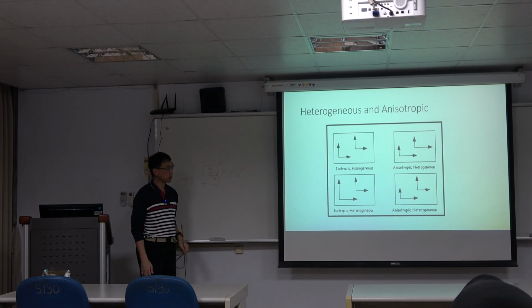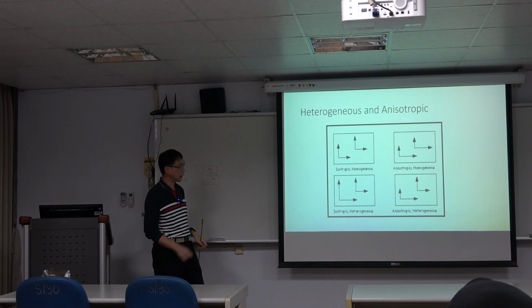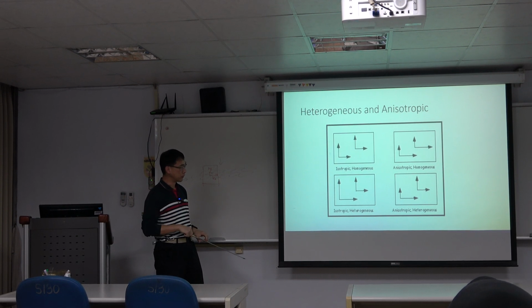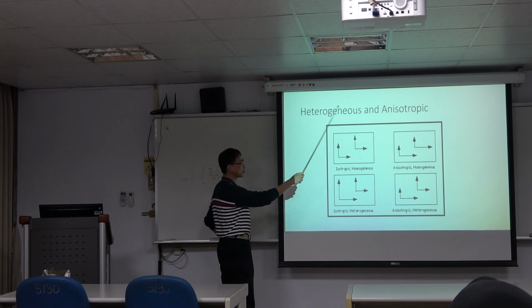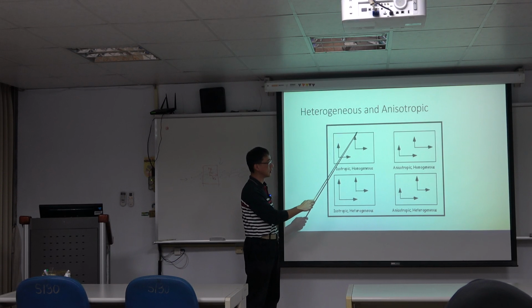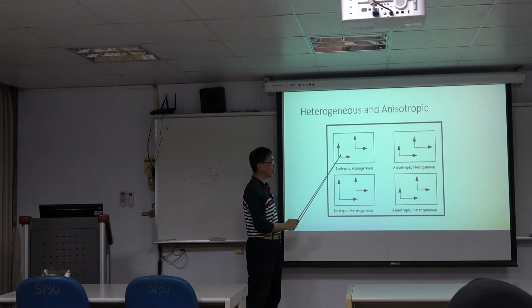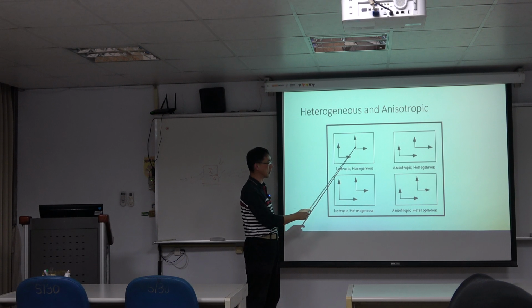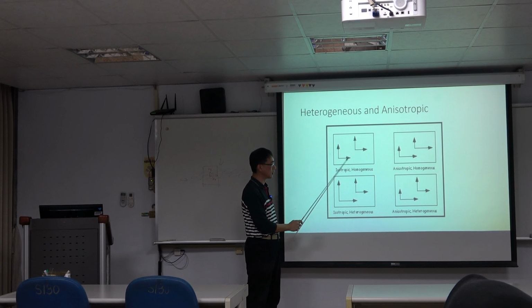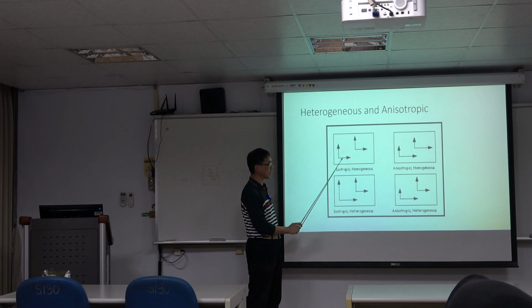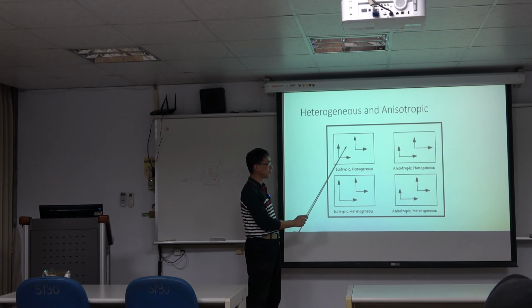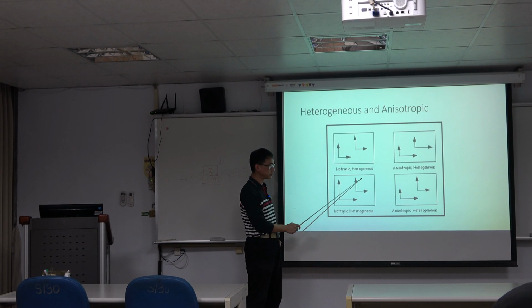And we're using this one to illustrate heterogeneous and anisotropic. Heterogeneous means they are at different locations. Isotropic or anisotropic, we take a look at the same location, okay? So at the same location, if their X and Y are the same, we will call this isotropic. And different locations, if they are the same, we will call this homogeneous.